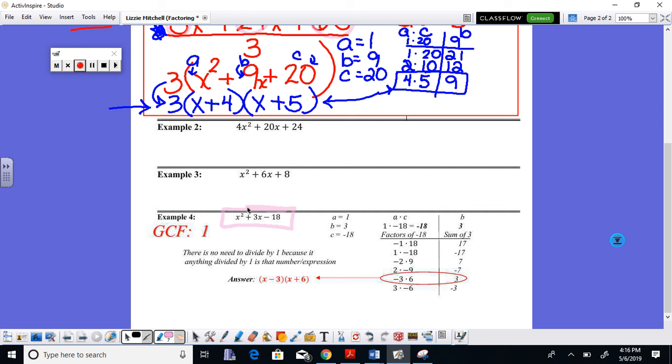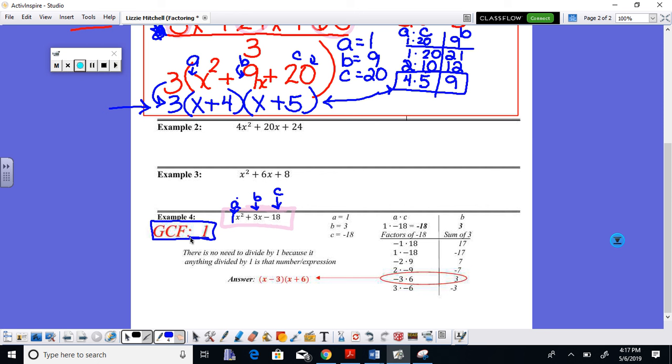When we check for GCF, we're checking to see what is the greatest common factor of these numbers here. So what's the GCF of 1, 3, and negative 18? Well, anything with a 1 can't be any greater than 1. So our GCF is 1. So you're really skipping the first step, because you don't need to divide x squared plus 3x minus 18 by 1, since it's going to give you the same thing. So we're going to go to the next step.